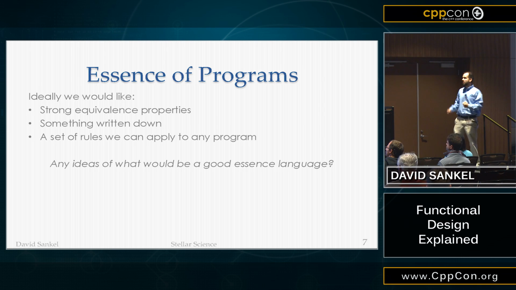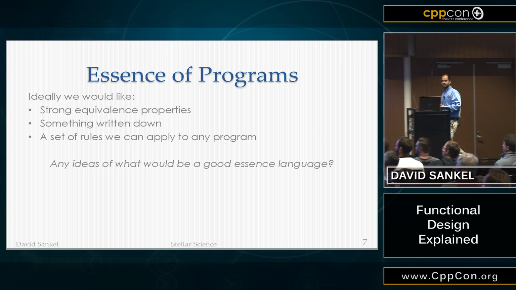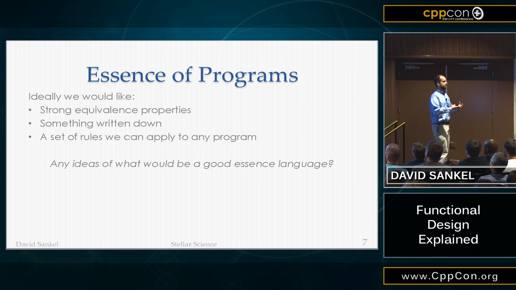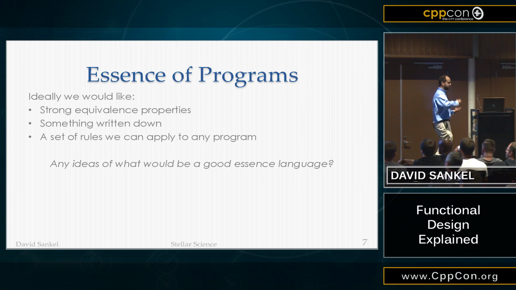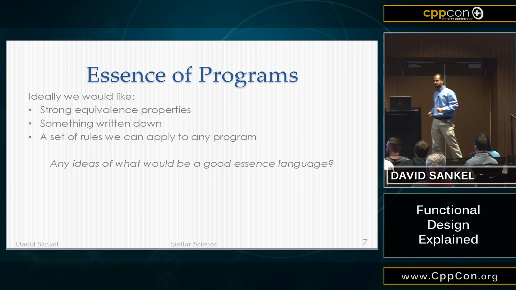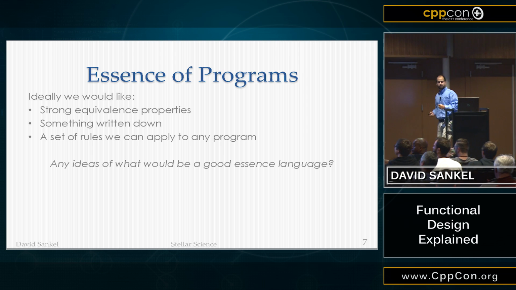So here are some properties we'd like to have. We would like whatever our essence is to have strong equivalence properties. So we can say this is the same as this, or this is different than this. Because without this, we're not really talking about sameness. So we need strong equivalence properties.